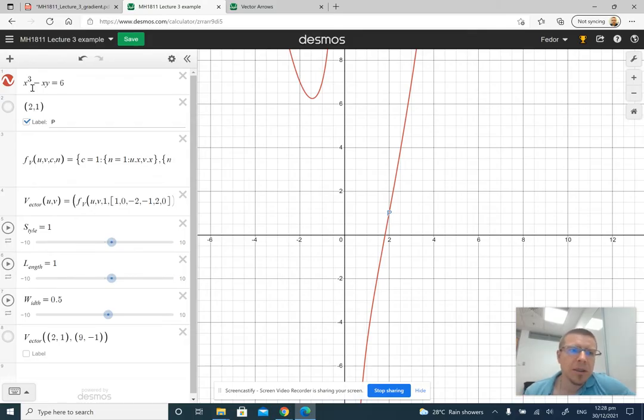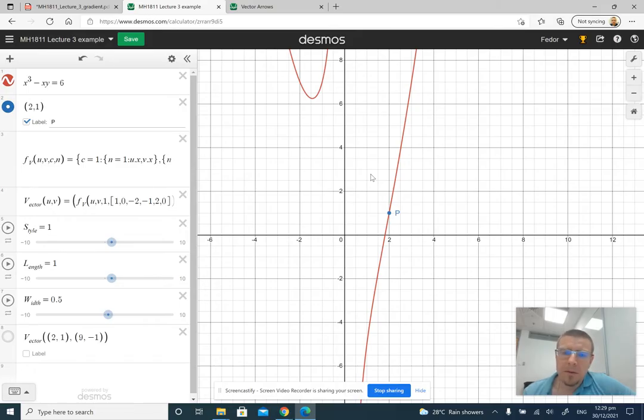So f of x y is x cubed minus x y. What you see here is the level curve of this function corresponding to the value 6. So x cubed minus x y equals 6. At the same time, we see that the point (2, 1) is on this level curve, because its coordinates satisfy the equation of the curve: 2 cubed is 8, minus 2 times 1 is 6. Correct. So this point P is on the level curve.